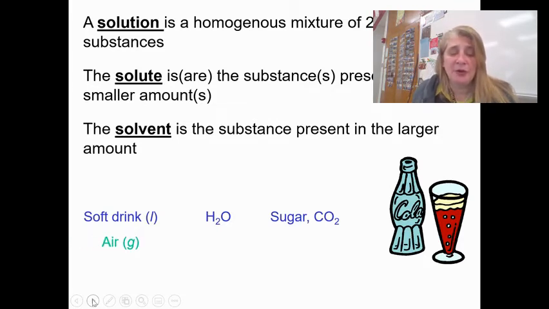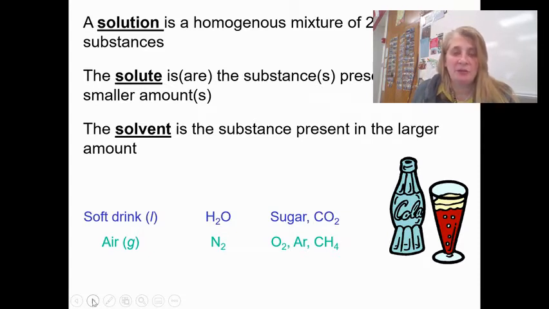Air is another common example of a solution. It's a solution of gases, so it doesn't necessarily always have to be liquids. And air consists of a bunch of stuff together. We cannot see the different pieces and parts. Nitrogen is the largest component, which makes it the solvent.